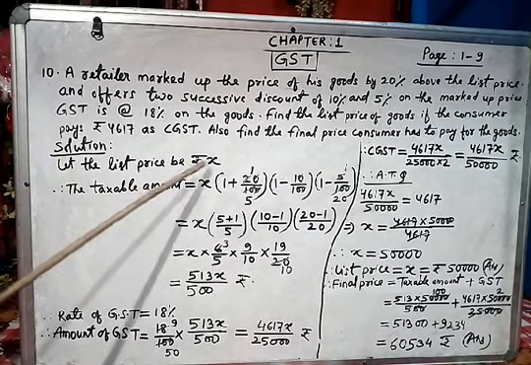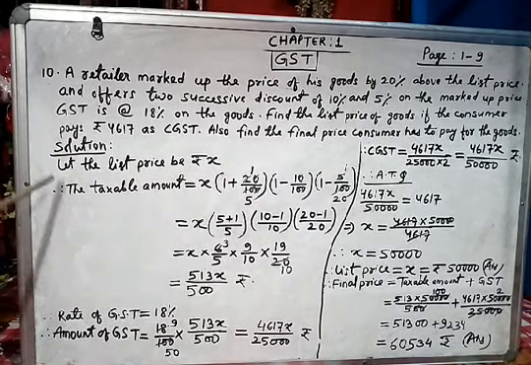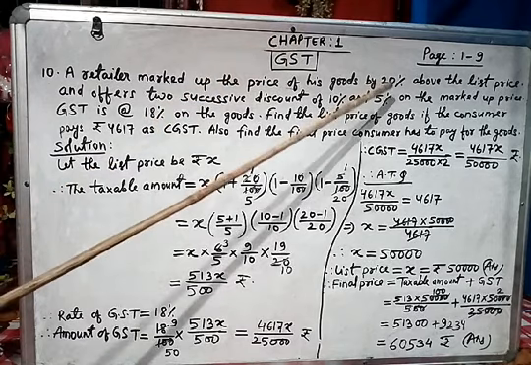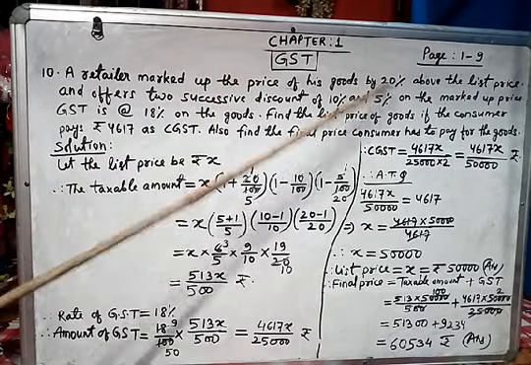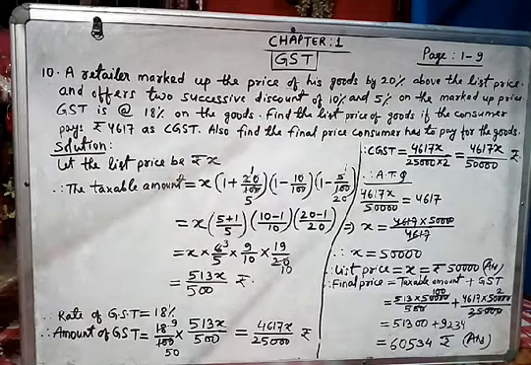Let the list price be rupees X. As they have asked, find the list price, so I wrote let the list price be rupees X. Now what happened? He is going to increase 20% on the list price, and then he is going to give 10% and 5% discount. That particular amount will be called the taxable amount.